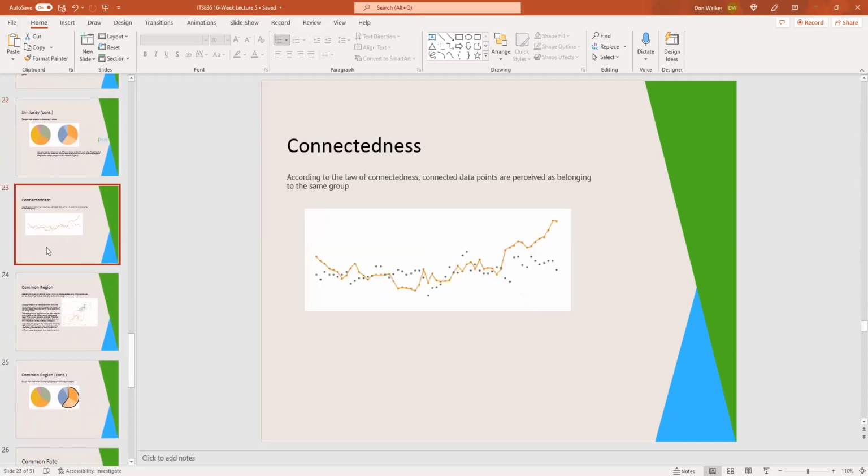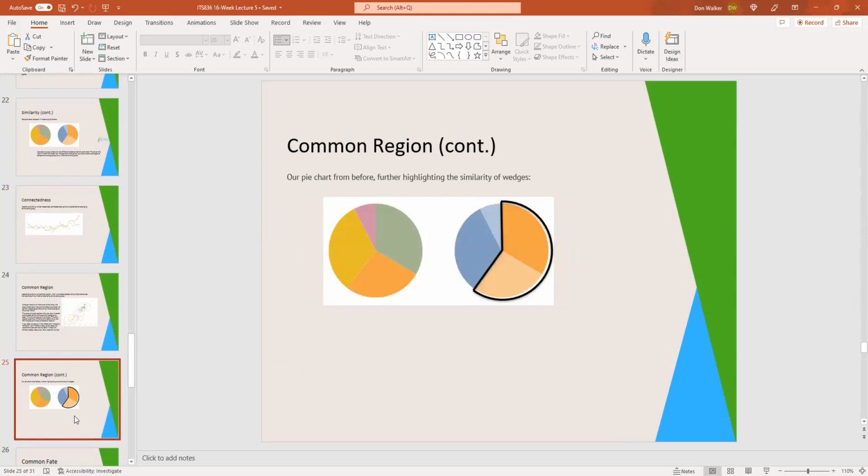Okay. Connectedness. The human mind always sees things that you draw a line between as connected, whether they're the same color or not. If these dots were all the same color, the ones that were connected would look as belonging to the same group.